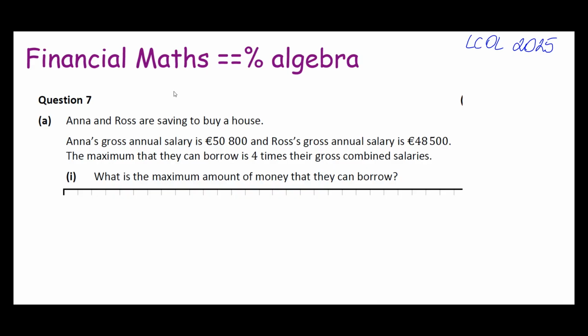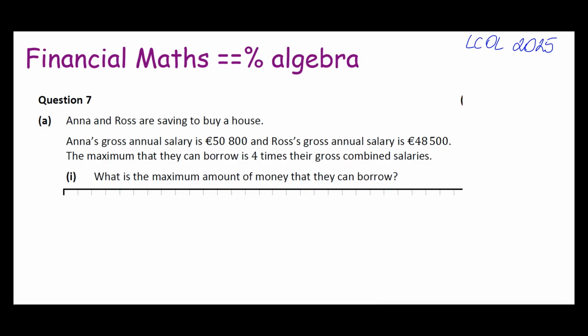Let's have a look at financial maths, and what's strongly connected with that very often is the algebra of the aspect that has to do with a percentage of a number. So Anna and Ross are saving to buy a house. Anna's gross annual salary is 50,800 and Ross' gross annual salary is 48,500.